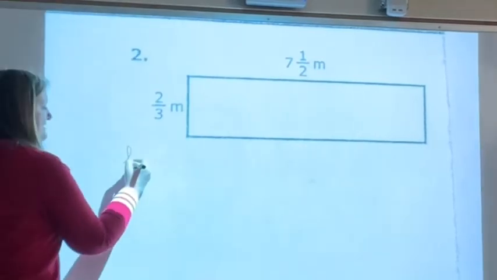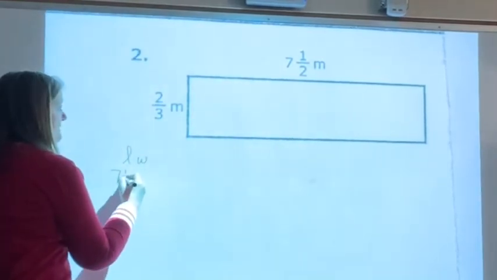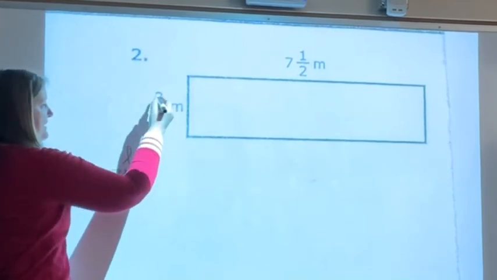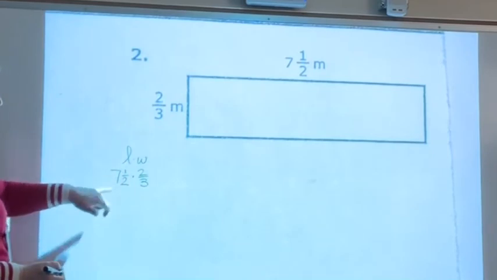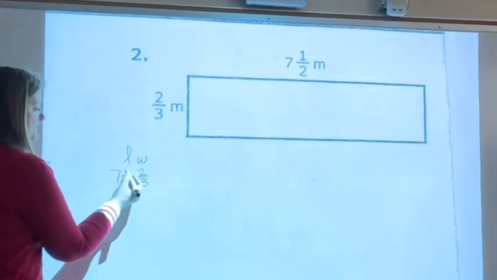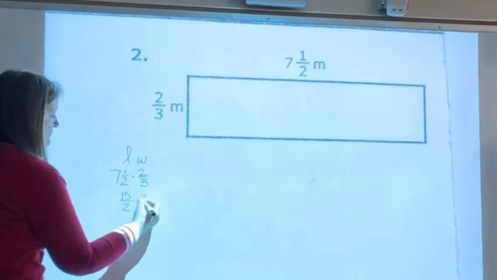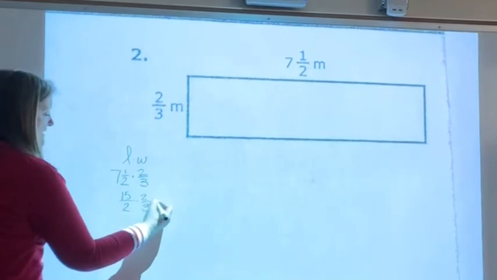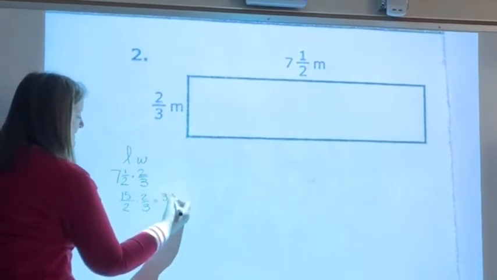You need to take the length times the width. The length is 7.5 meters times the width, which is 2/3. Only one of these needs to be made into an improper fraction. 2 times 7 is 14. 14 plus 1 is 15. 15 halves times 2/3. Again, the prime factors of 15 are 3 times 5.